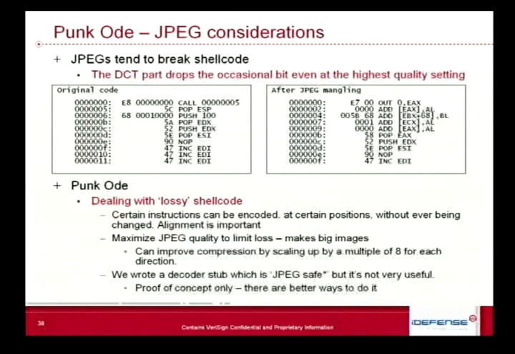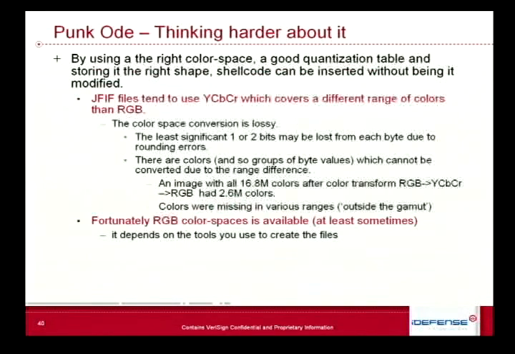Maximizing the JPEG quality definitely does limit the amount of loss, but it makes big images. You can actually improve the compression though by scaling up by a multiple of 8 in each direction over just some other random value, just because it works on 8 by 8 squares. We did write a decoder stub which is JPEG safe, as I mentioned before, but it's not very useful at all, and it was just for proof of concept. There's a lot better way of doing it. If you use the right color space, a good quantization table, and you store it in the right shape, shellcode can be inserted without it being modified.